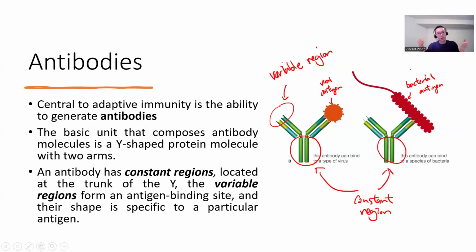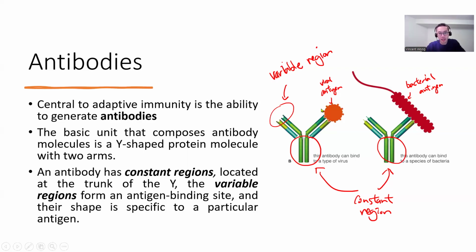So in that sense, it's like the screwdriver. Each screwdriver is good for one type of screw, but if you have the whole set, then you can fight off anything. You can tighten or loosen any screw. So the constant region is the same for all antibodies. The variable regions, you have infinite possibilities.